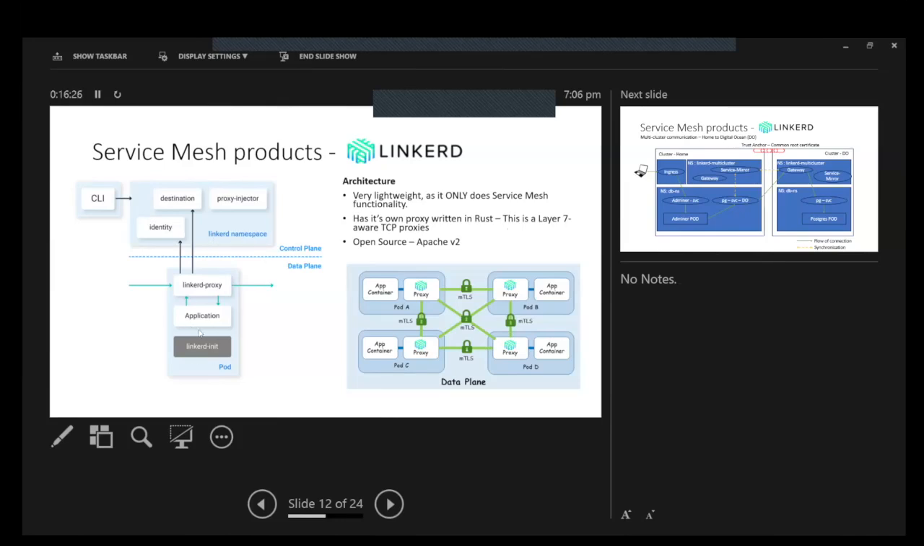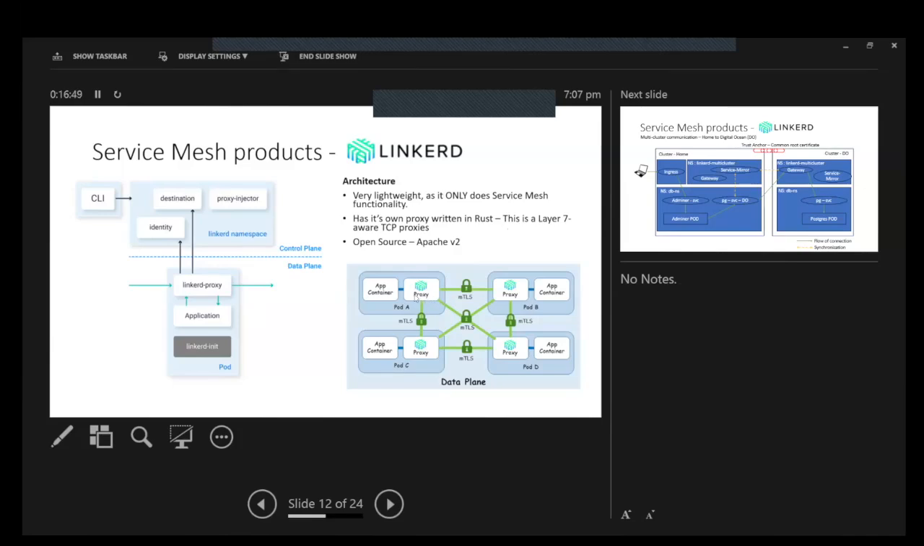Whenever a new pod comes in, it injects the Linkerd proxy. Now, the Linkerd proxy is their own proprietary proxy. It's developed in Rust, and it operates at layer 7, which is the highest layer. That's why you can control all the permissions and so on. And this is how it connects, right?